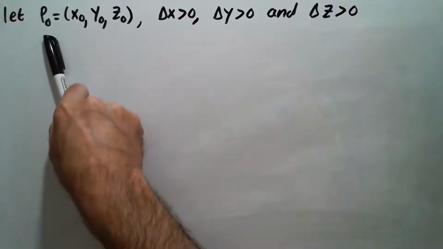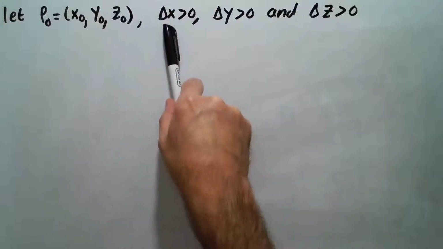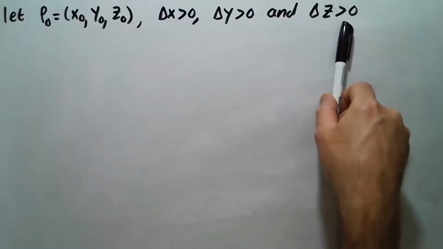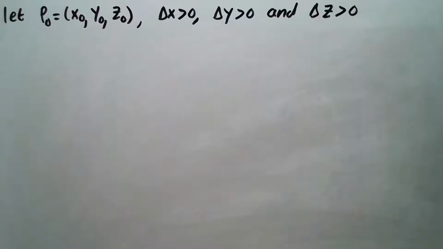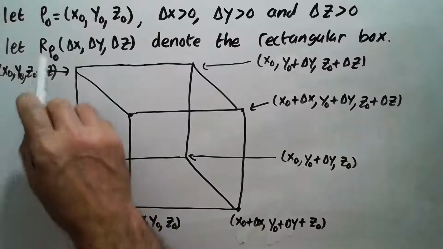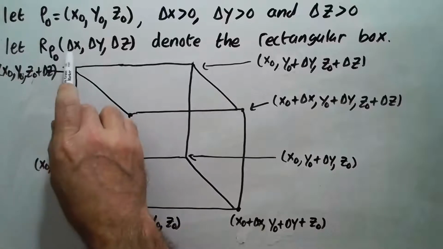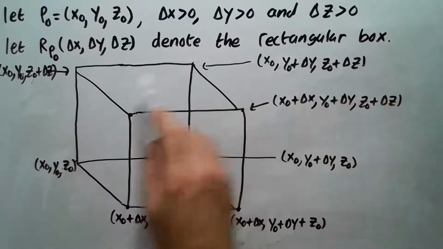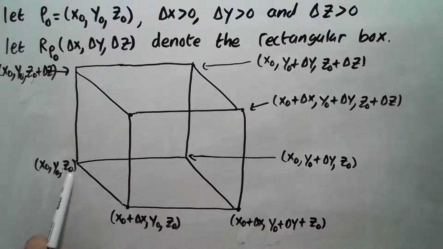Okay, so let P0 be some point in 3 space. Let delta x be some positive number. Let delta y just be some positive number. And delta z be some positive number. So we're going to make a definition now. So here's the definition. Okay, so we're letting R subscript P0 of delta x, delta y, delta z denote the rectangular box I have here. So the vertex down here is my P0 point, x0, y0, z0.